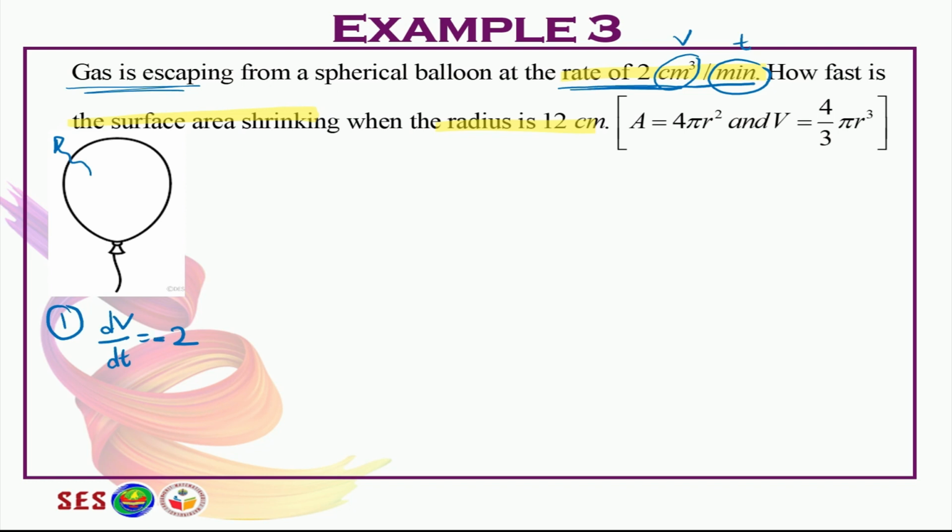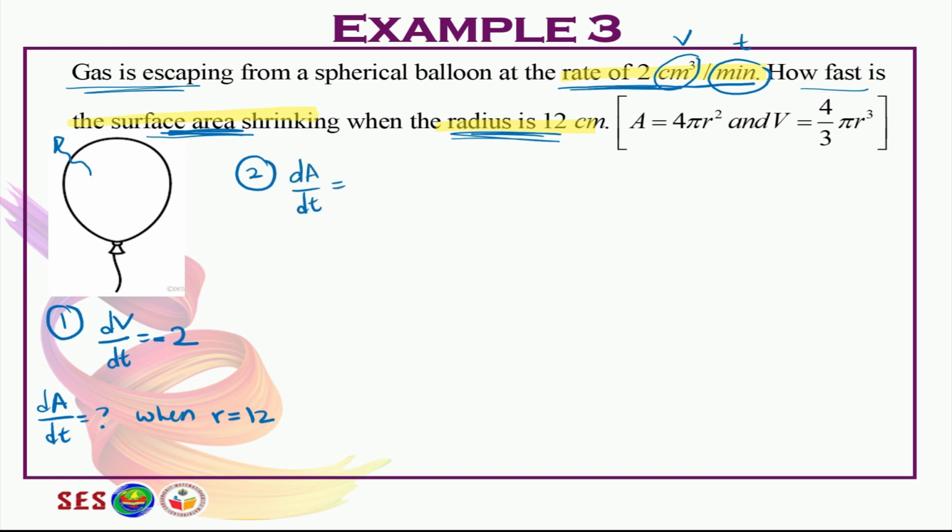And then the question asks you to find how fast is the surface area shrinking when radius is 12 cm. So it means that you want to find dA over dt when r is equal to 12. Second step, you need to create chain rule. So dA over dt is equal to dA over something times something over dt. You can't use the information given because there is no equation that involves V and A.